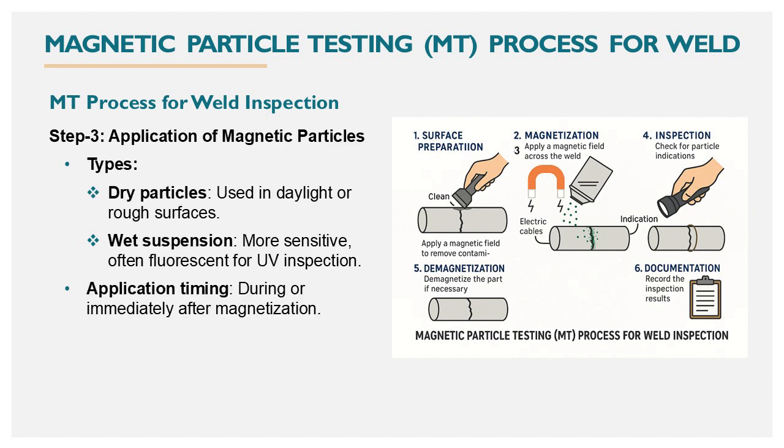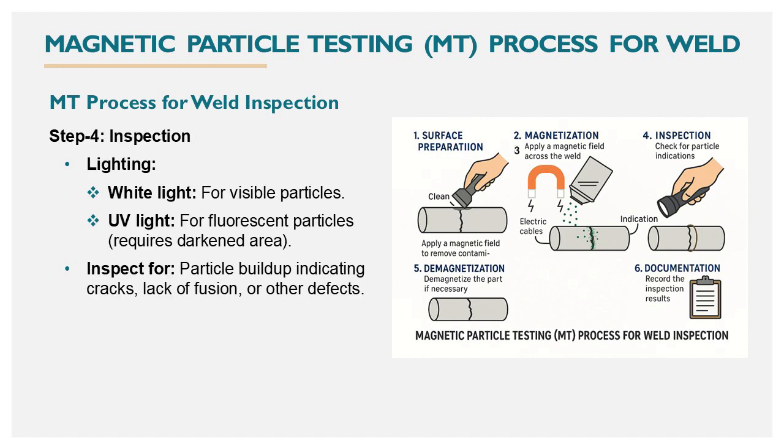Step number 3 is application of magnetic particles. Types of MT application are: dry particles, used in daylight or on rough surfaces, and wet suspension, more sensitive, often fluorescent for UV inspection. Application timing: during or immediately after magnetization. Step number 4 is inspection. Use lighting to inspect. White light, for visible particles, and UV light, for fluorescent particles, requires a darkened area. What to inspect for: the particle buildup indicating cracks, lack of fusion, or other defects.